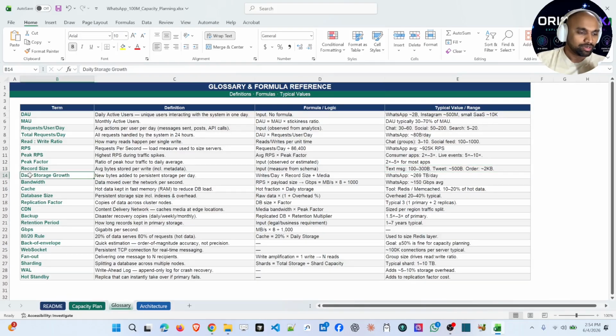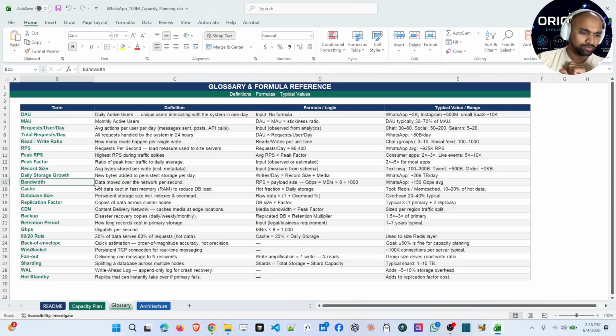Daily storage growth, how much storage we require to handle this kind of data per day. That is new bytes added to persistent storage per day. That is writes per day multiplied by record size plus media. That is the daily storage, because we are not going to write only the messages. We need to send images or videos and all. So that's also added into the total storage usage. That comes to around 69 terabytes a day in actual calculation as of now with WhatsApp.